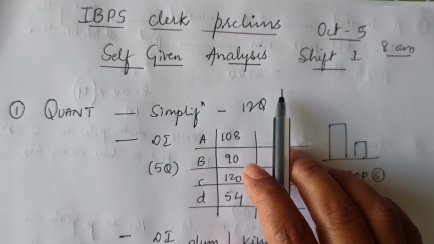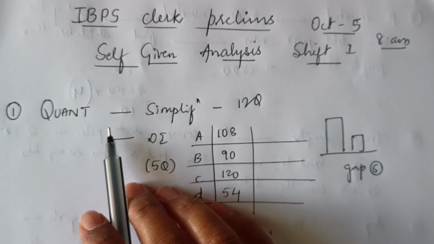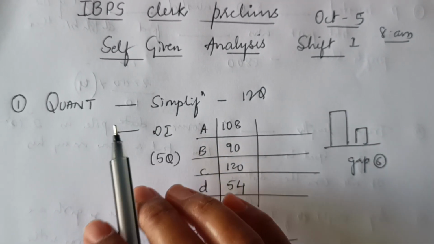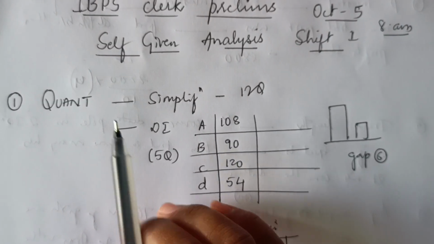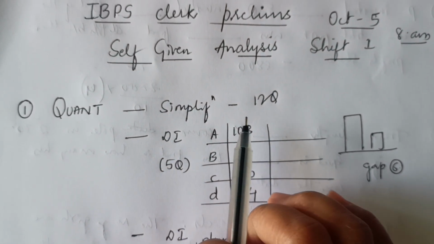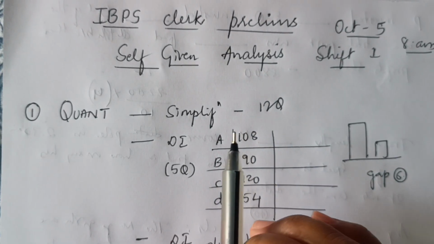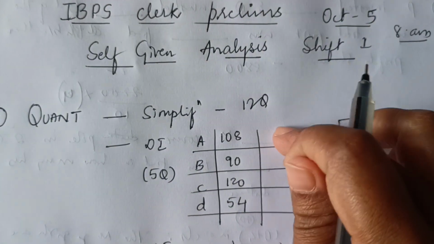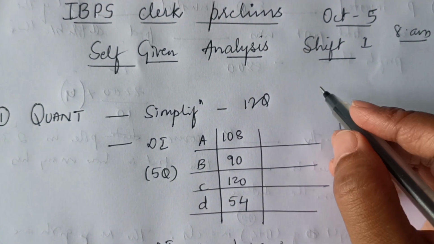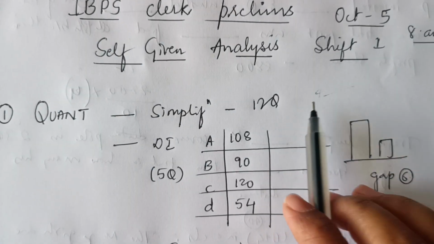So let's get started. You are already familiar with the sequence, that is quants, English and reasoning. Coming to the quant section, there were 12 simplification questions and all were doable. It was not that calculative. If there was an addition or subtraction, it was of 4 digits, so it was doable.